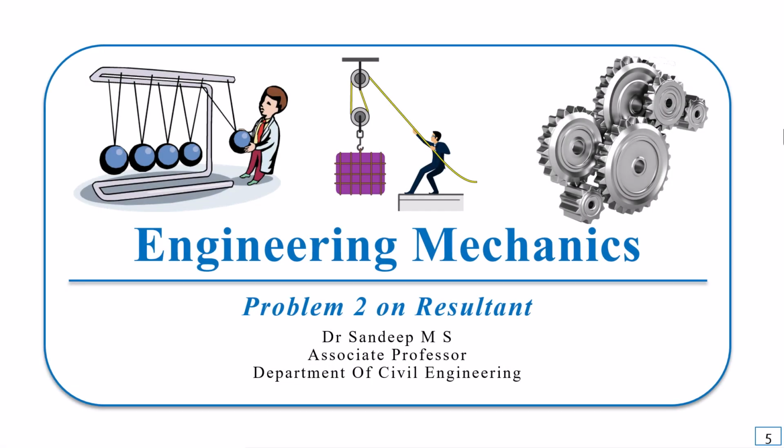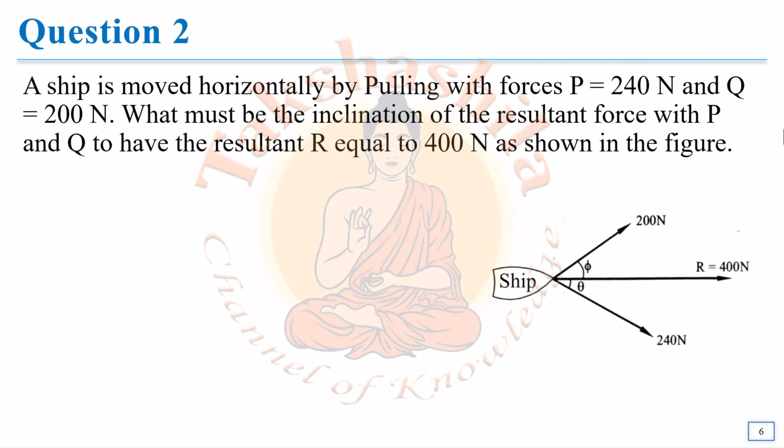Hi all, welcome back. We have already done one problem on the topic resultant from the subject engineering mechanics. Let's try to analyze one more problem. So the problem is: a ship is moved horizontally by pulling with force P equal to 240 Newton and Q equal to 200 Newton.